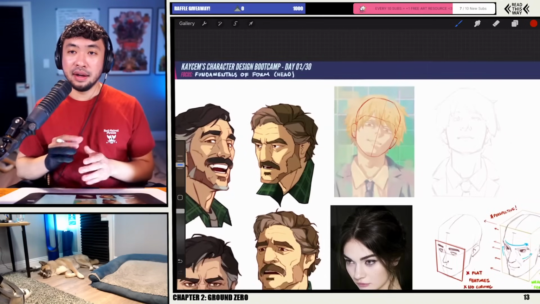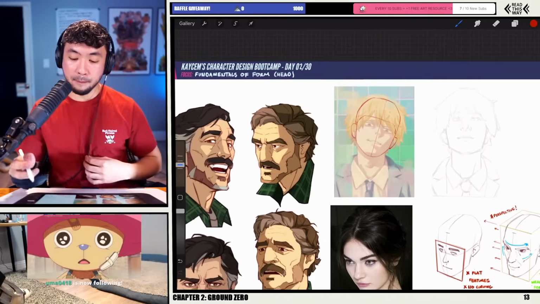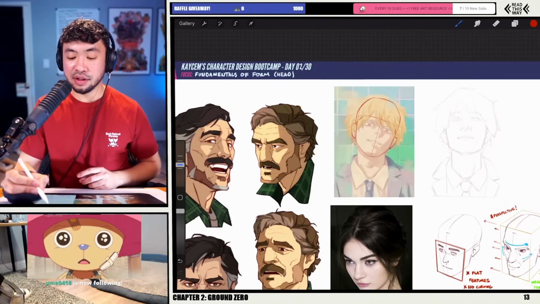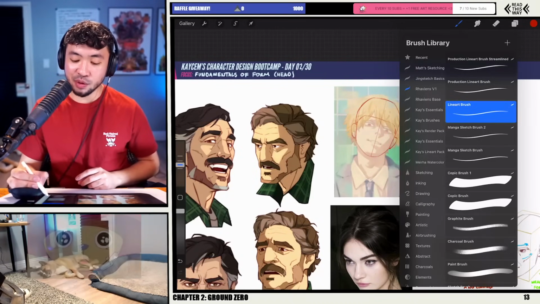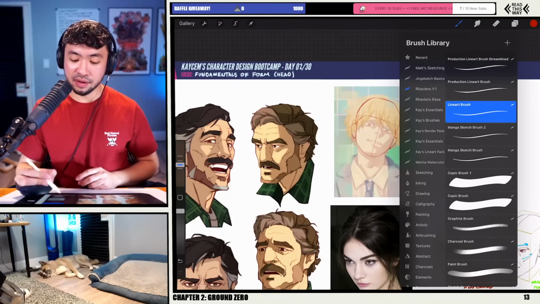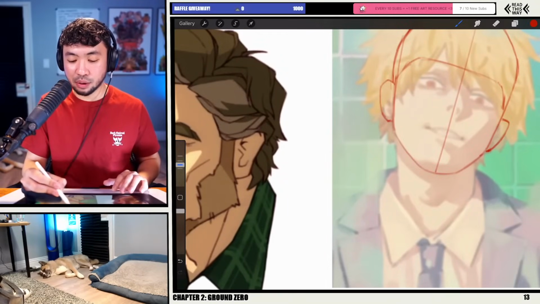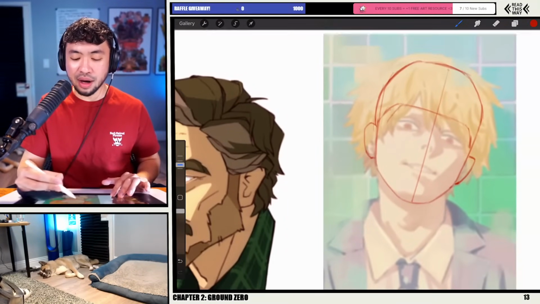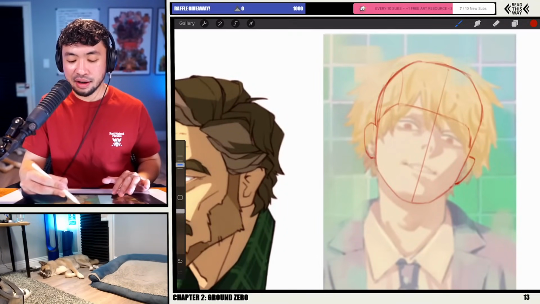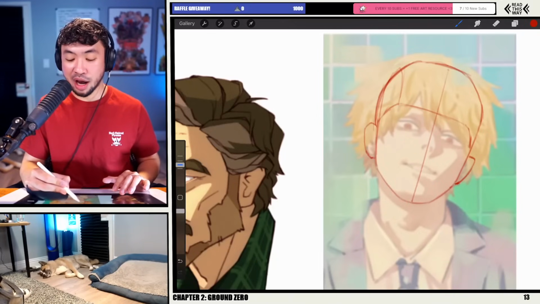Am I using the sketch brush? I'm using a 2023 version of the sketch brush, which I don't think I've released yet. This is called the line art brush. I'll be releasing the 2023 brushes soon. I know, guys, I've been super busy. I'm sorry. I'll be releasing them soon. I promise.